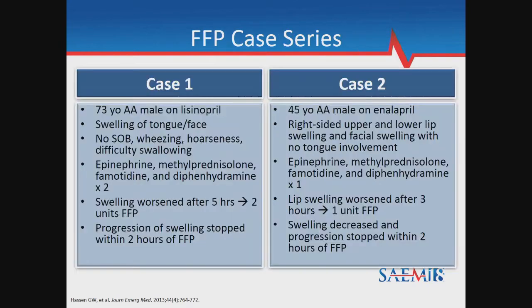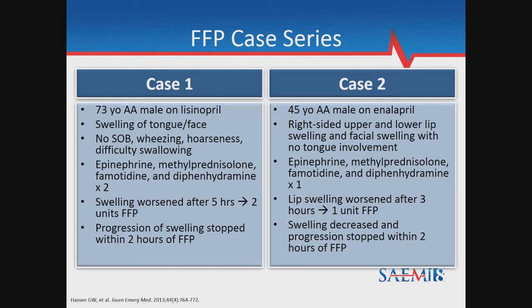So again, like the other treatment options, there are plenty of case series and case reports that support FFP for this indication. I've just chosen a few to highlight. Case 1 is a 73-year-old African-American male on lisinopril who came in with swelling of the tongue and face. This patient received conventional treatment twice and didn't get any better. In fact, his swelling worsened after 5 hours, and so he received 2 units of FFP. Within 2 hours, the progression of his swelling stopped. The patient was admitted overnight to the surgical ICU. By the next morning, there was complete resolution of his symptoms, and he left AMA.